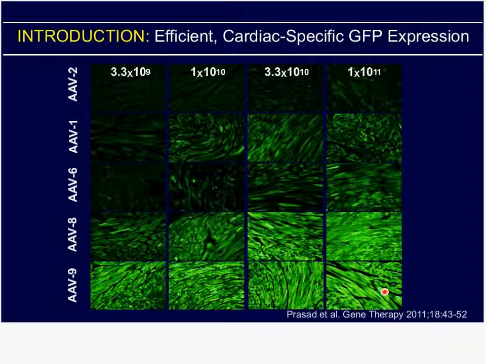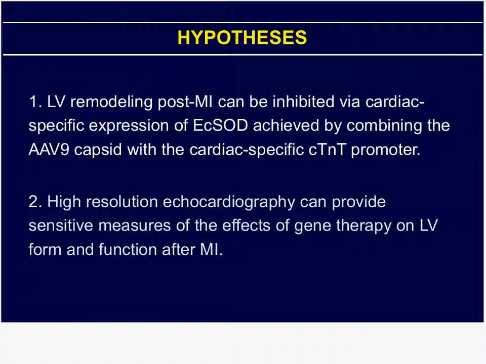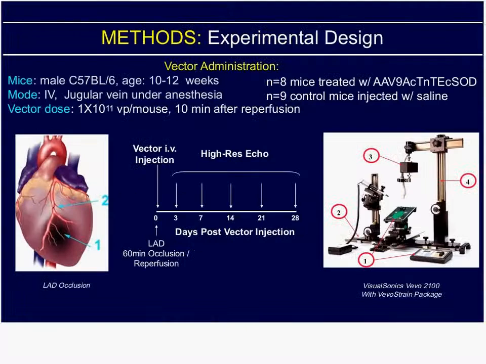So this is a pretty powerful system to use as a test bed for testing various therapies against LV remodeling. And so the hypotheses here were first that we could inhibit LV remodeling with cardiac-specific expression of ECSOD, and secondly, that higher resolution echo could provide sensitive measures of the effects of gene therapy on LV form and function after MI.